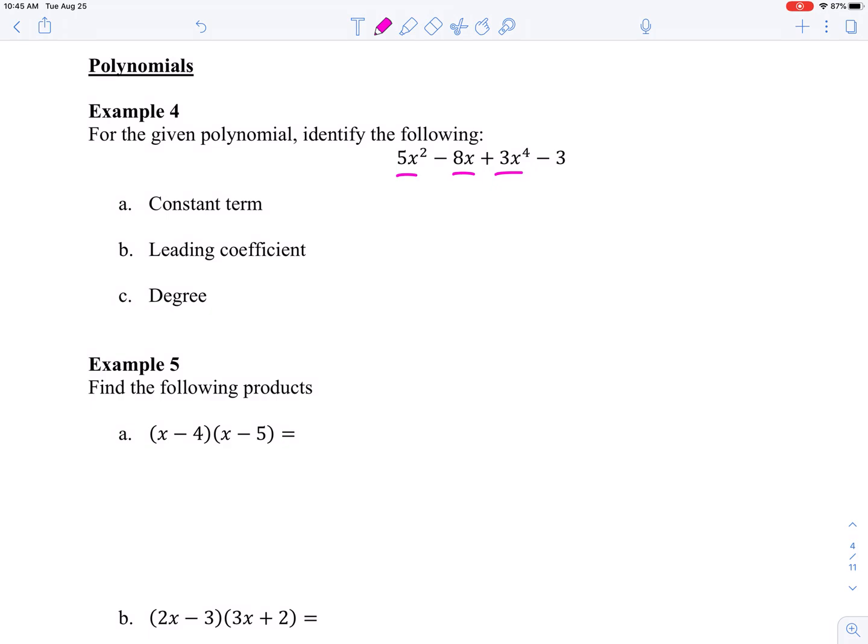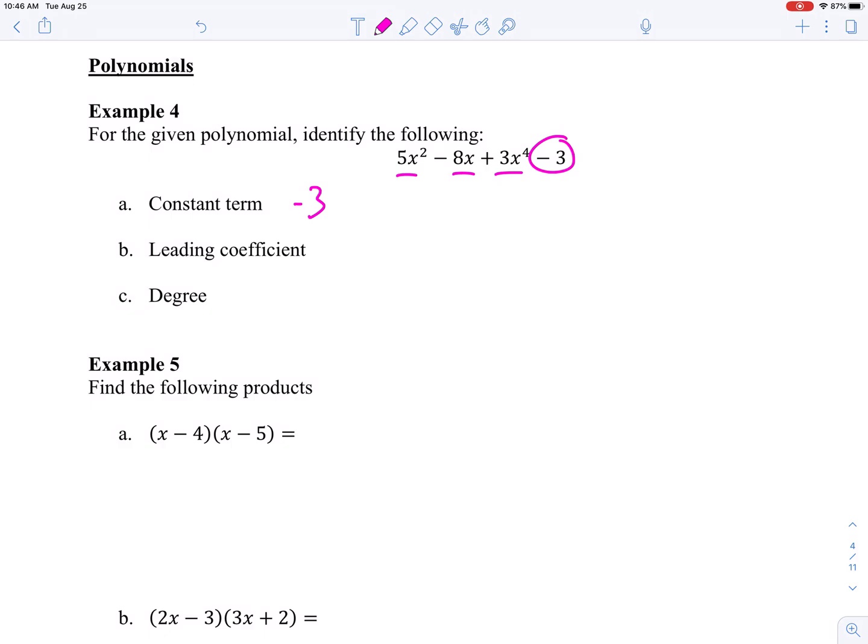So we could plug in different x values. The three that I just underlined will change depending on the x value you plug in, right? But no matter what we plug in for x, the negative 3 will never change. So in other words, in a polynomial, the constant term is the term that has no letter with it, no variable.